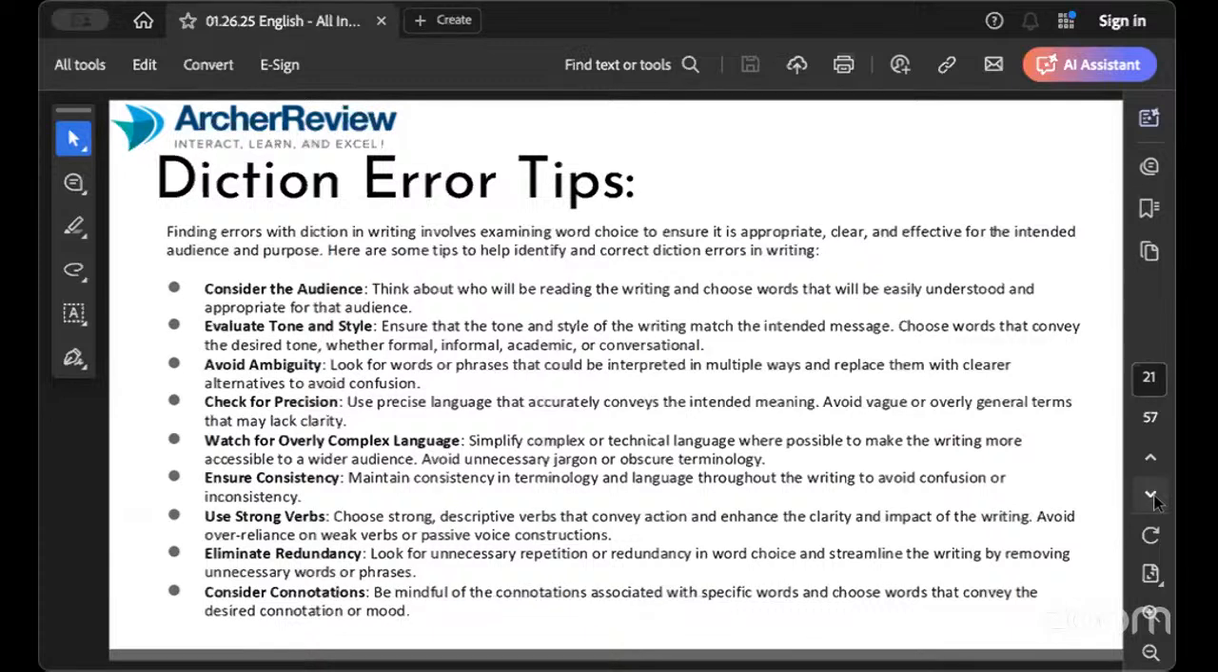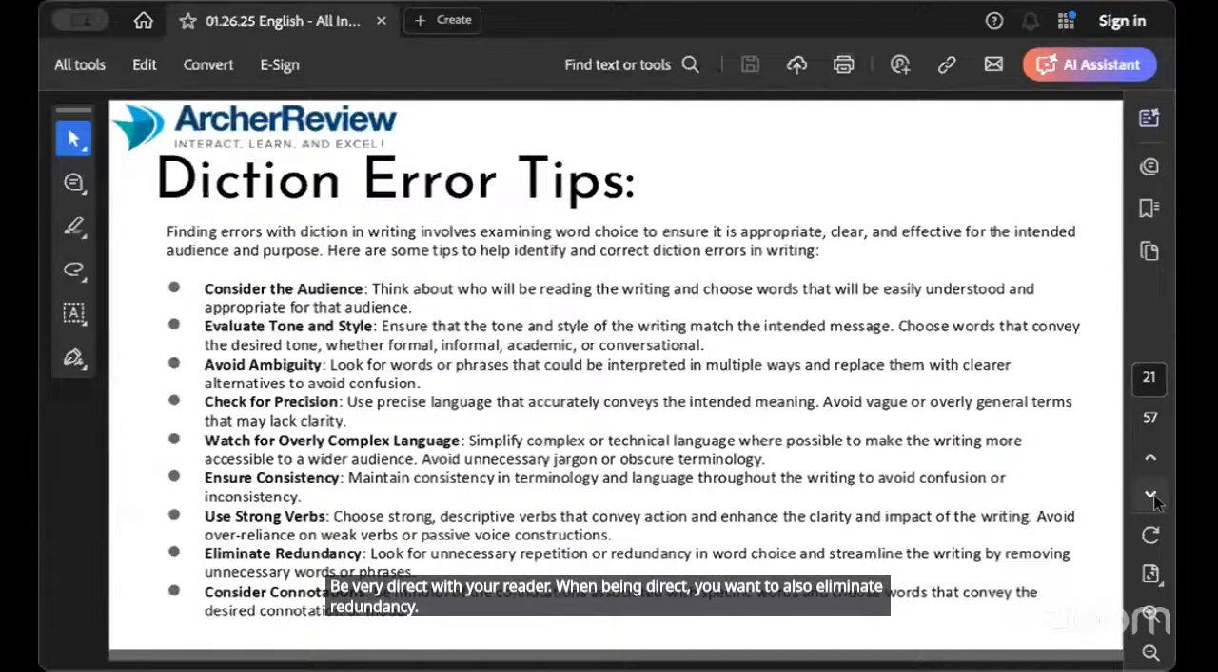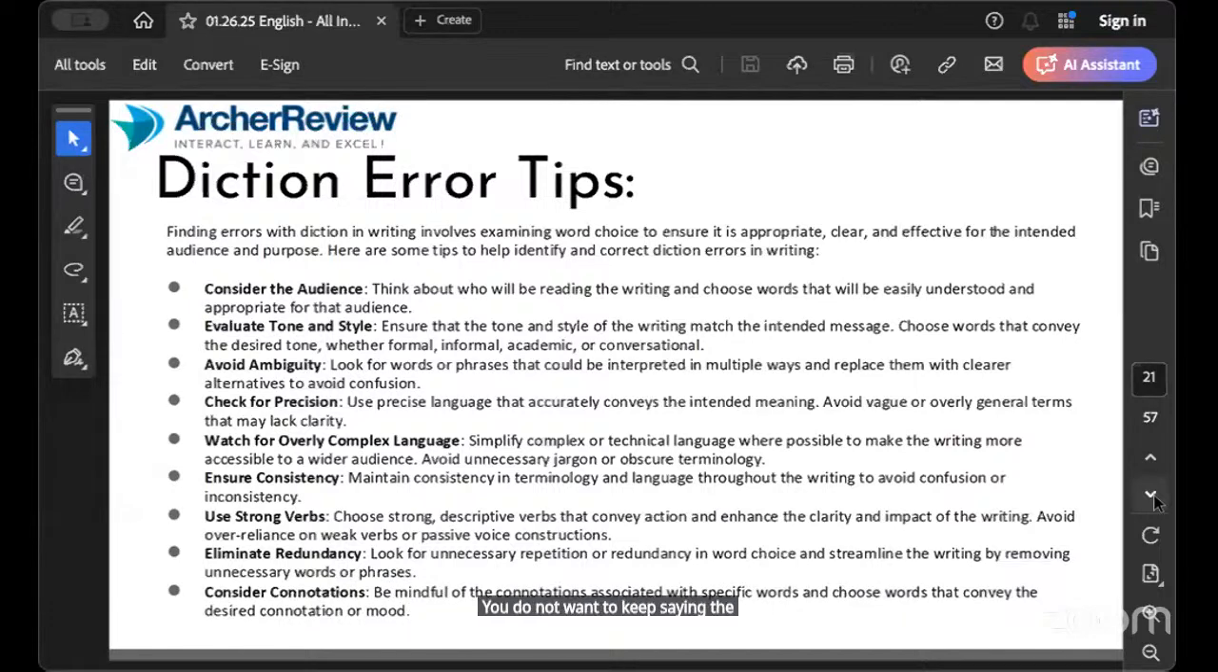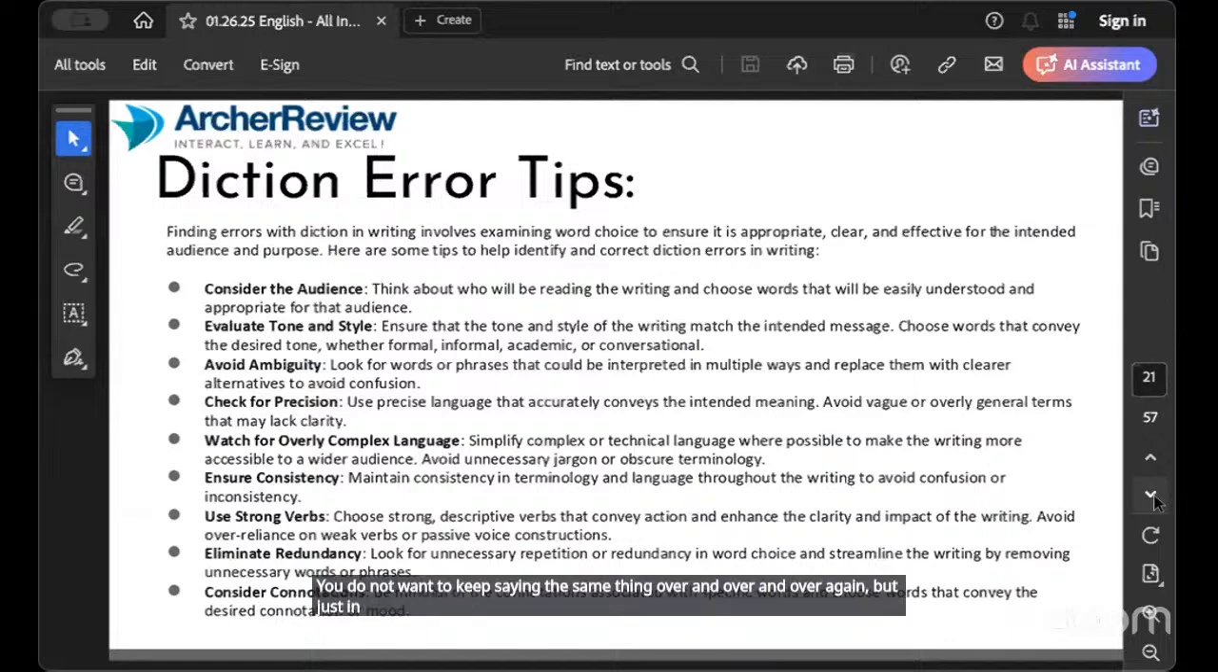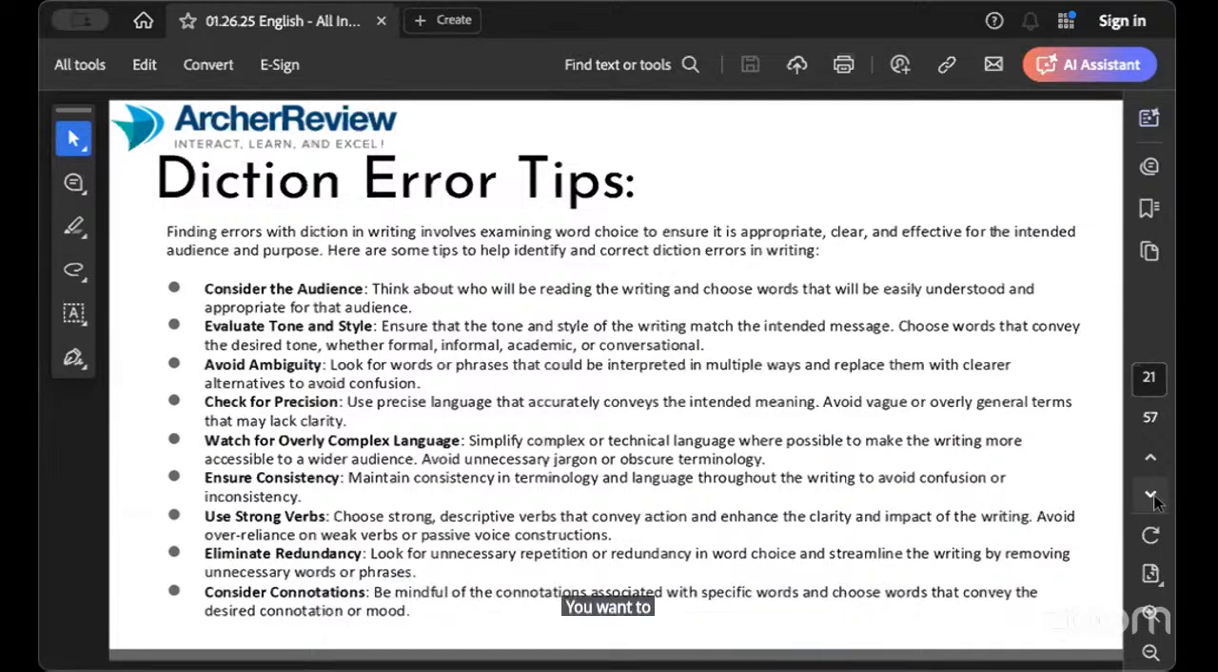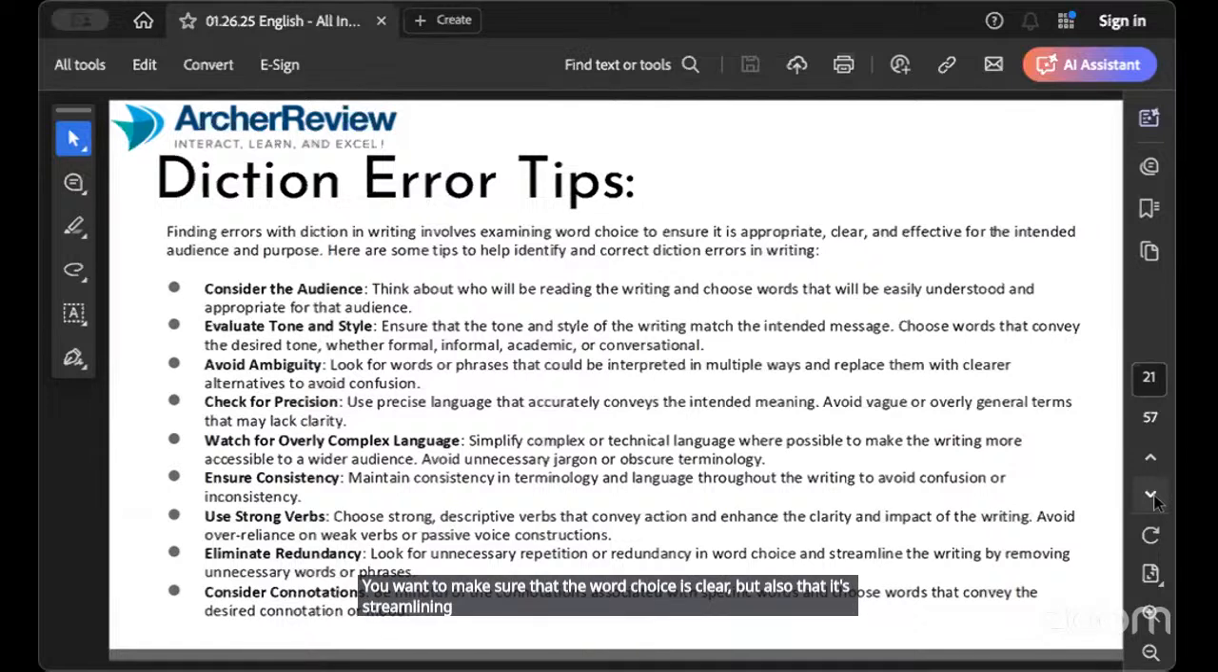When being direct, you want to also eliminate redundancy. You do not want to keep saying the same thing over and over and over again, but just in different ways. You want to make sure that the word choice is clear, but also that it's streamlining whatever is needed to be said.